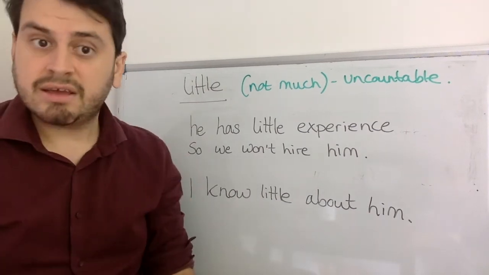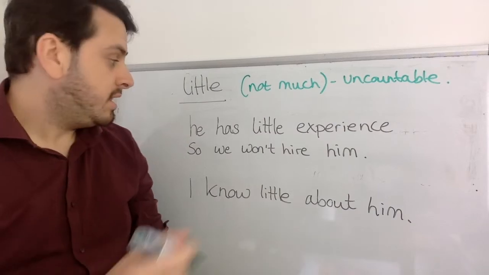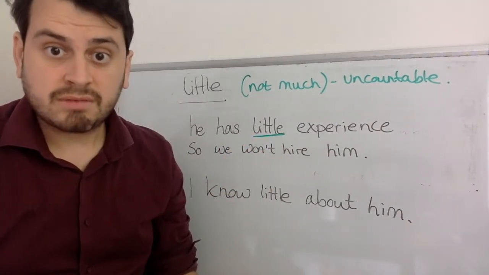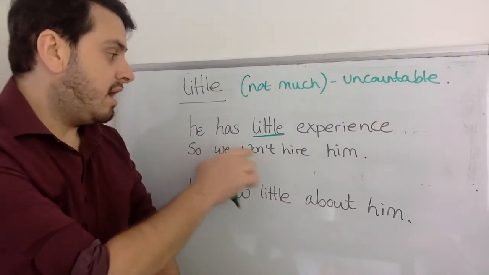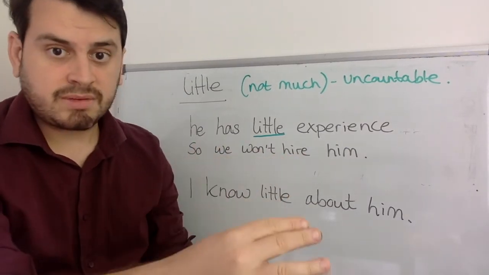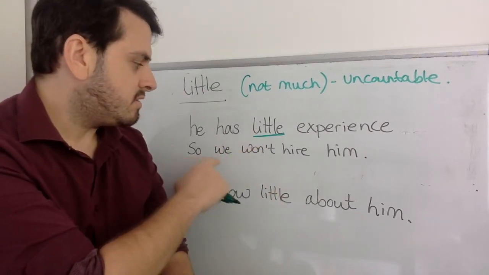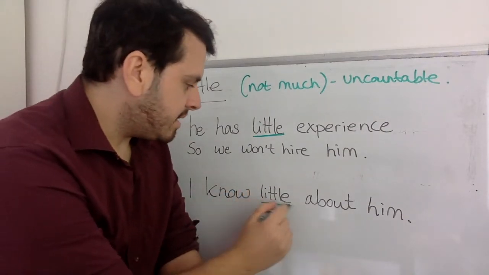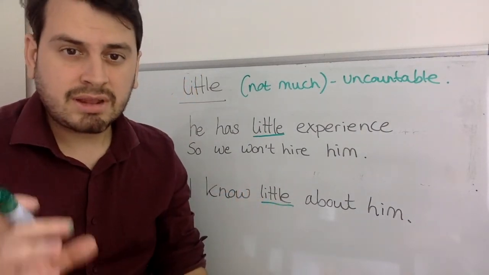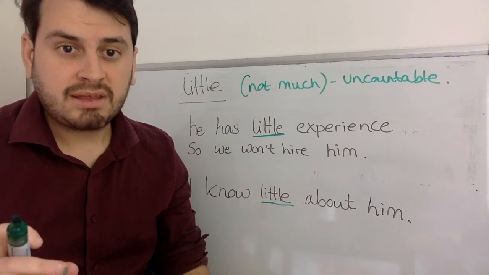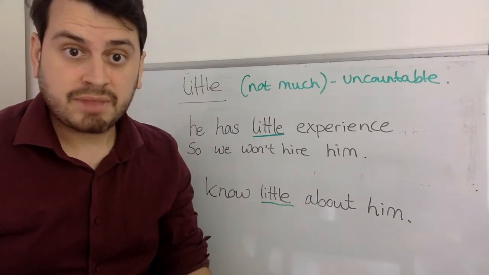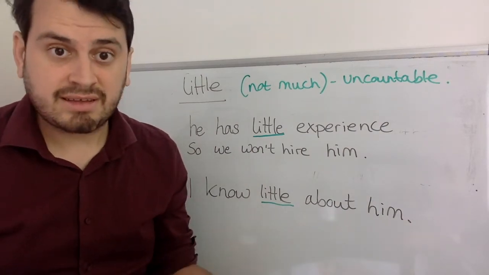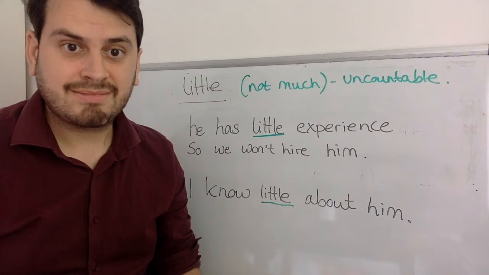So here, let's look at our example sentences. The first one says, he has little experience, so not a lot of experience. So we won't hire him. Hire means give him the job. He has little experience, so we won't hire him. And then the last one says, I know little about him. It's kind of a negative connotation, so it means that I don't know a lot about him at all. I don't know much about him. Maybe I just know his name and his age, but that's it. I know little about him.